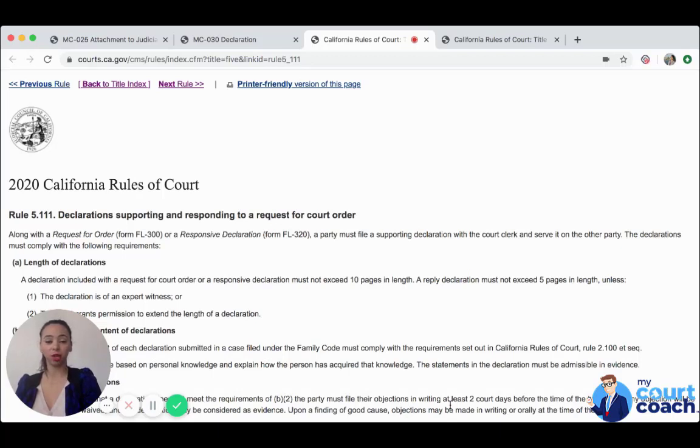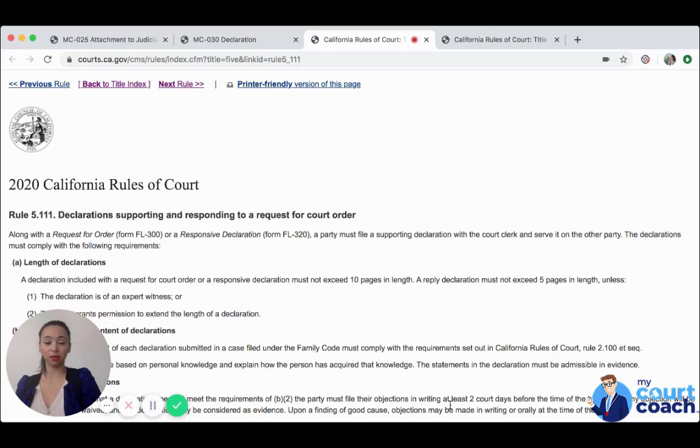Now, declarations are used to support any motions that you are filing. A motion can be a request for order, a request for a domestic violence restraining order, or even a request to establish paternity, and the reasons why you want to have a paternity test, for example. Declarations are needed to support your request and tell the court why you need a certain relief.